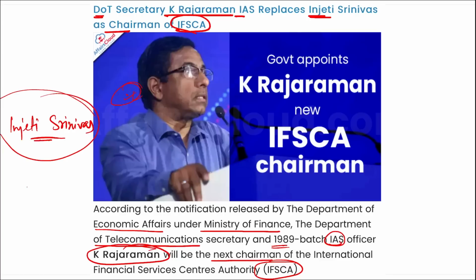Rajaraman is expected to join IFSCA in the month of August, and his term will be for 3 years or till the age he attains 65 years of age. Correct? Then, if we talk about K. Rajaraman, in 2021 he assumed charge as the telecom secretary. Then, he successfully conducted the first ever fifth generation auction with the government fetching more than 1.5 lakh crore rupees. He is also considered a driving force behind the recently launched Bharat 6G Alliance and in rolling out Bharat Sanchar Nigam Limited's 4G network. Right? He is K. Rajaraman.